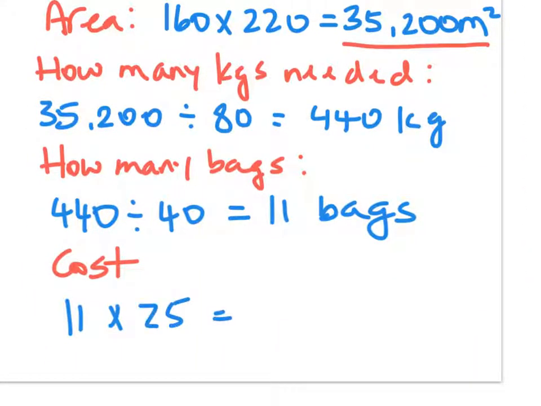11 times 25, $275. Alright? Tricky question. You have to think your way through it. It's not easy. Right, next.